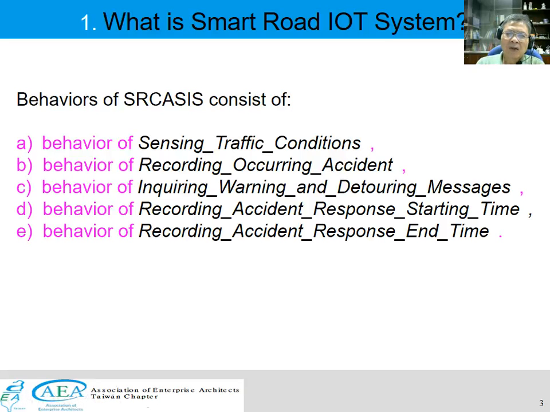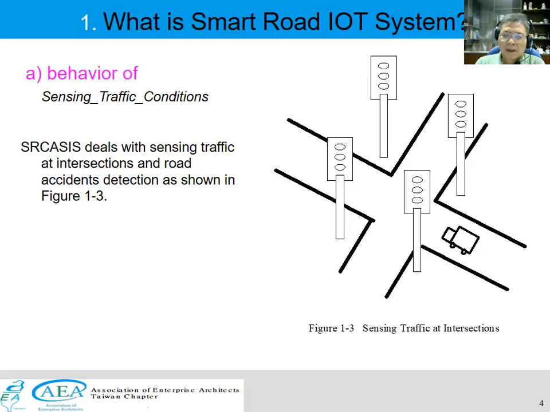The behavior of the smart road IoT system consists of the following 5 behaviors. The first behavior is sensing traffic conditions. Smart road IoT system deals with sensing traffic at intersections and road accident detection, as shown in Figure 1-3.